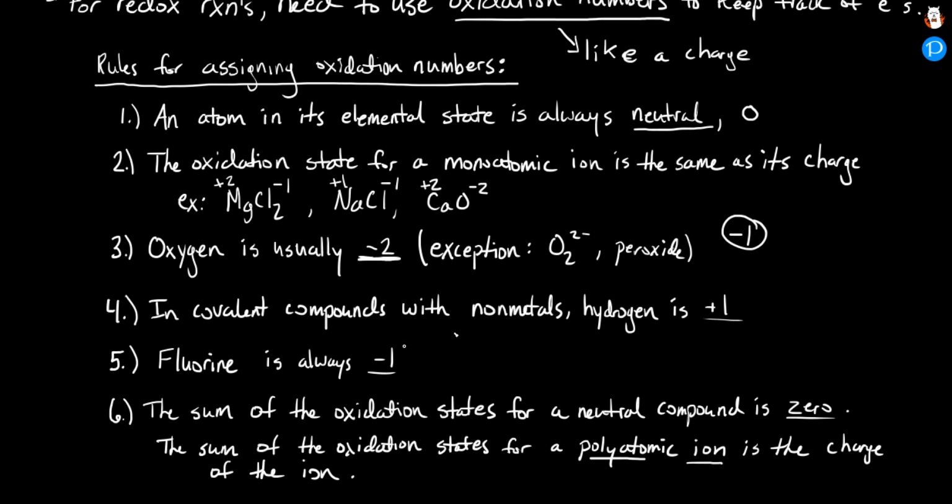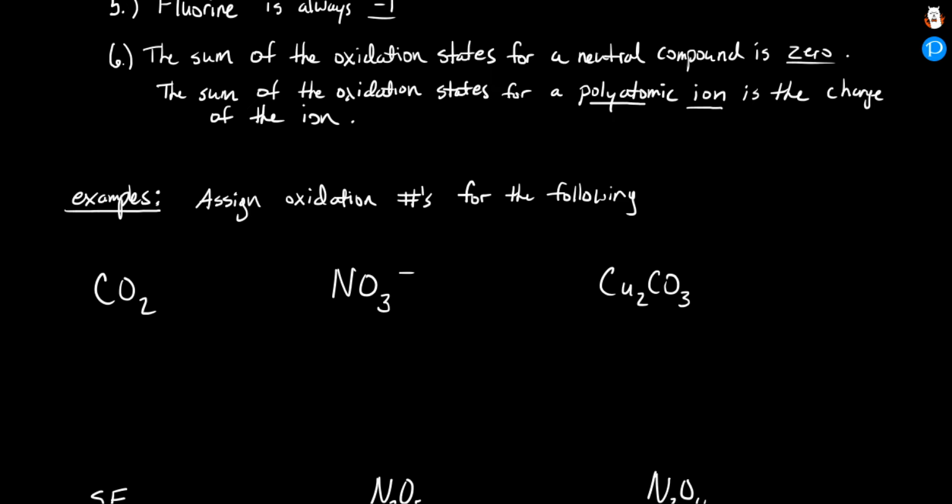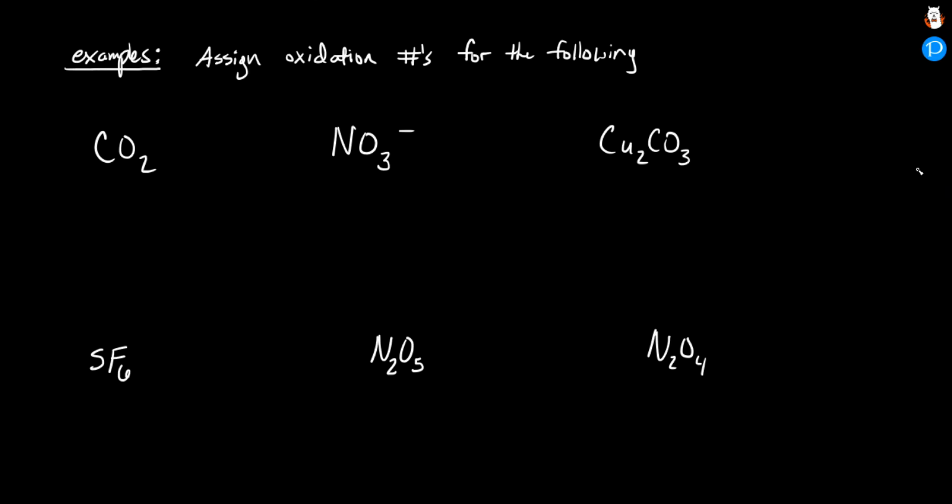So for this last one here, we'll do a couple examples. Hopefully that makes a little more sense. So let's do these ones down here. What we want to do is assign for each thing here what's the oxidation number, or in other words, what's the charge that each thing has within that compound, okay?